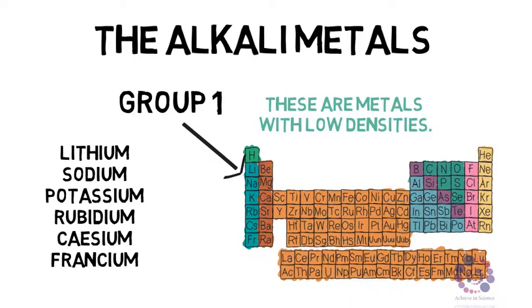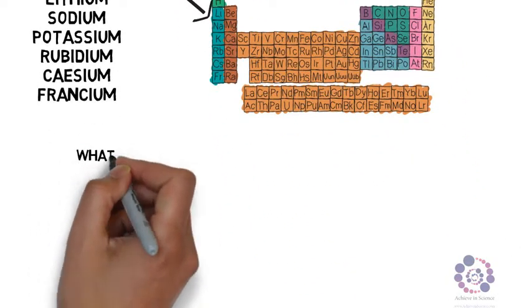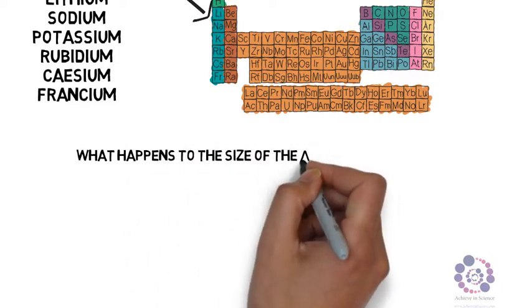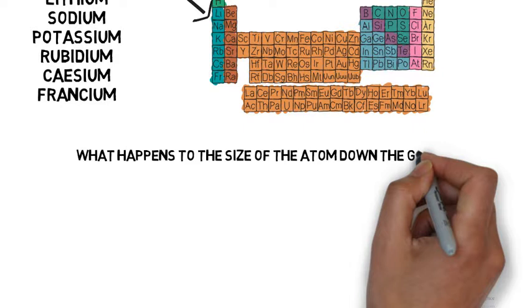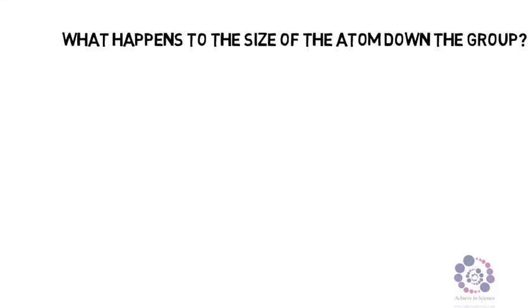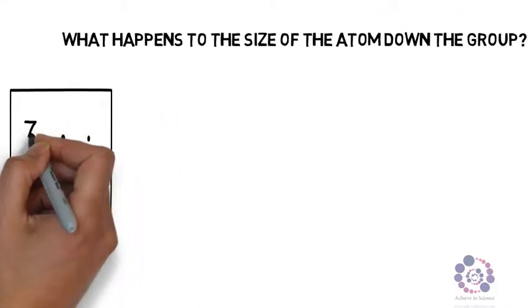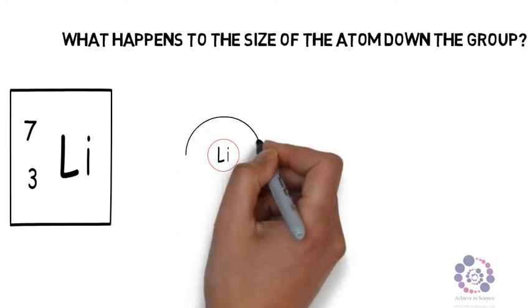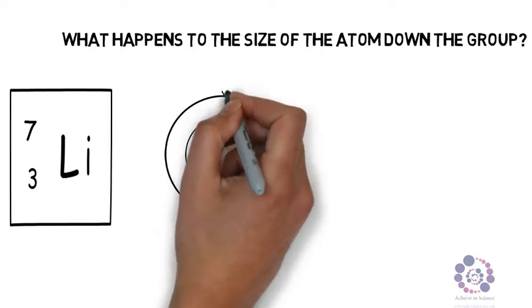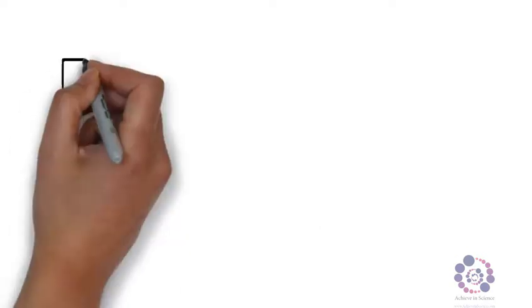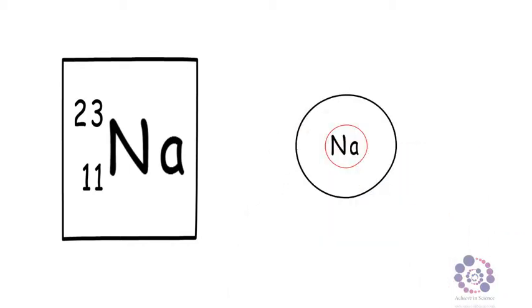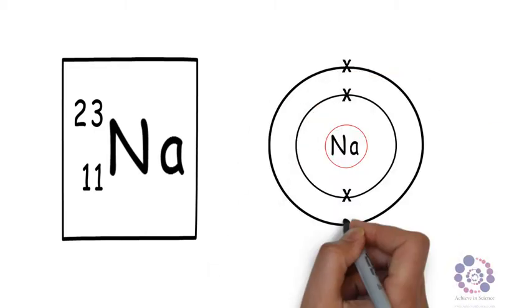Let's have a look at the structure of all of these atoms, and how the size of the atom changes as we move down the group. If we first of all take lithium, within lithium there are 3 electrons, and if we draw its atomic structure, it will look like this. Next, sodium contains 11 electrons, and if we draw sodium, it will look like this.